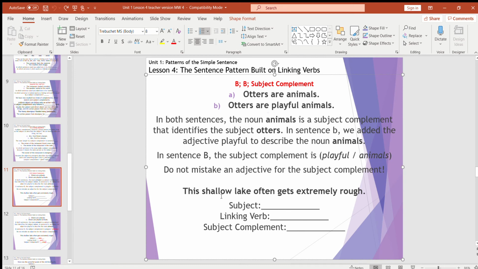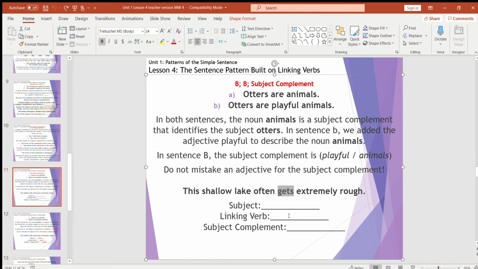So, this shallow lake often gets extremely rough, okay? So same way we did with finding direct objects last week, we're going to start off with looking for the verb. So what is the linking verb in this sentence? Even though it looks like an action verb, it is the verb gets. Now why isn't that an action? Because remember we can replace it with is. This shallow lake often is extremely rough, and it still makes sense. So a linking verb of gets.